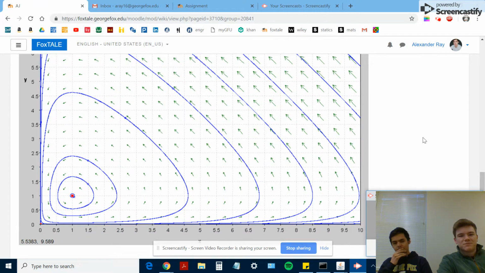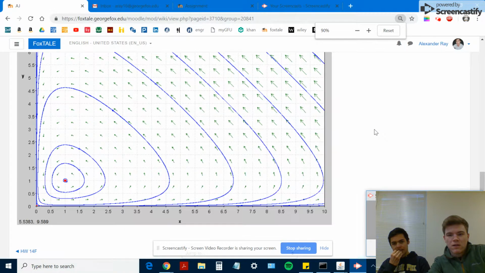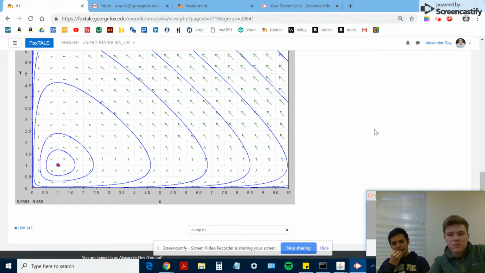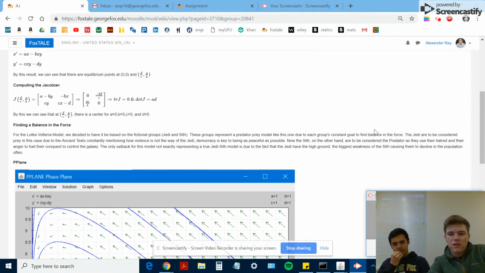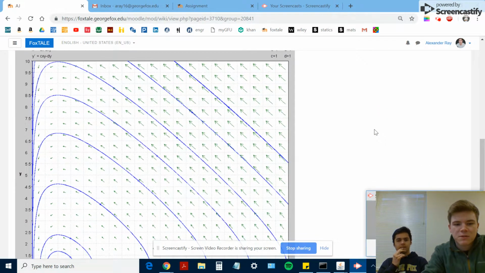So yeah, this is a graph that we have to represent. I think it's the same one that we showed earlier, but it's a good representation.